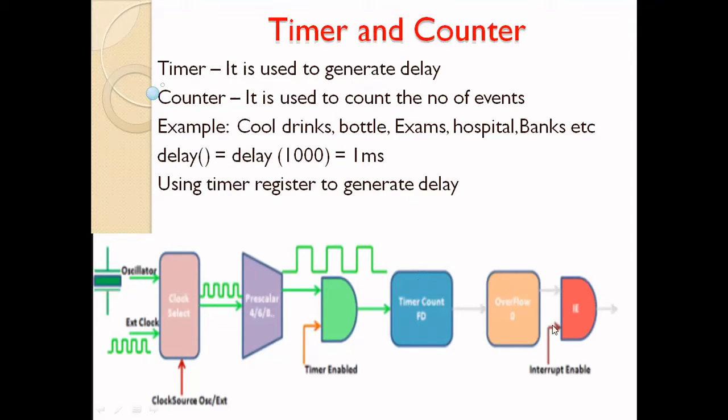Here we have another one, the interrupt enable. Here also you have to set the value 1. When an overflow occurs, it will give an interrupt to the Arduino. That is called a timer interrupt.